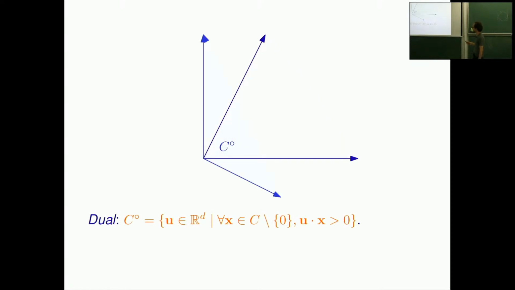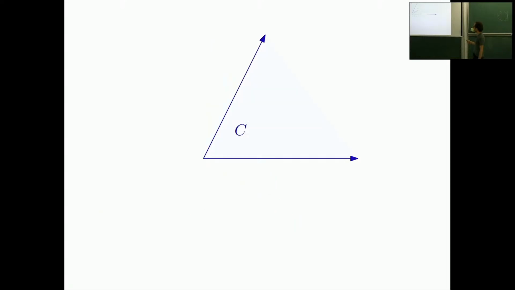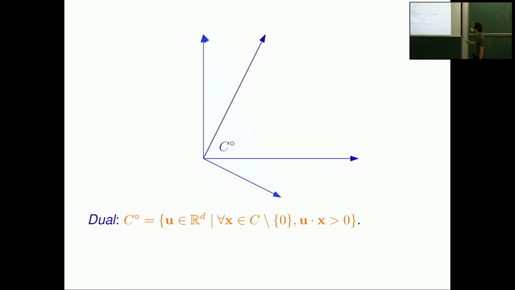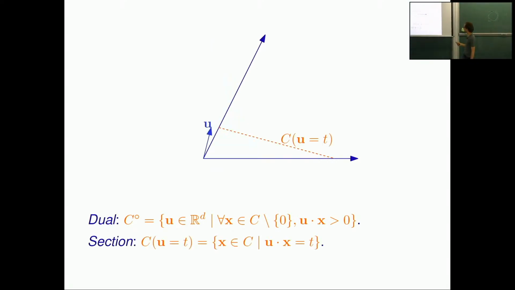So here's a cone. Given a convex pointed cone C, the dual cone is the set of all vectors that have positive dot product with any vector inside of our cone C. I don't know if we actually need the dual cone here, but we do need sections.